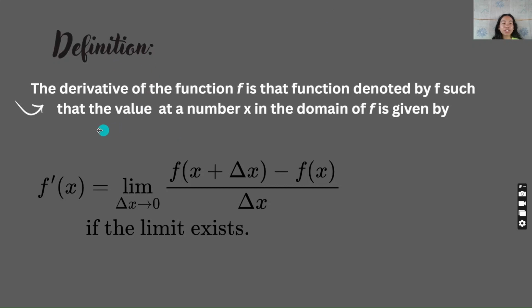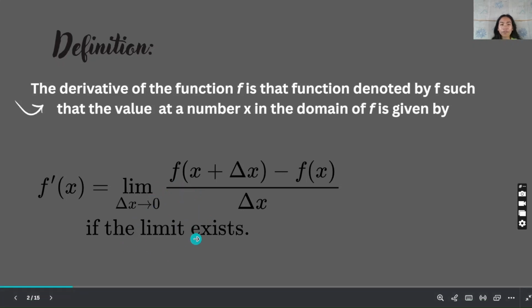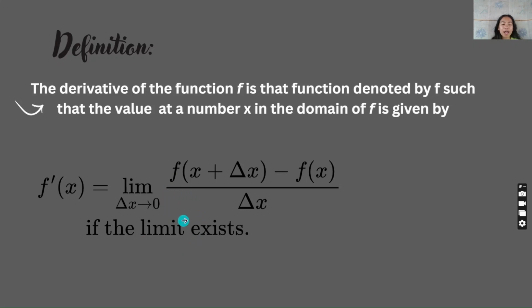So here we have our definition for derivative taken from the book of Leithold, which is entitled The Calculus with Analytic Geometry. So now back to our definition. The derivative of the function f is that function denoted by f prime, such that the value at a number x in the domain of f is given by f prime of x is equal to the limit of f of x plus delta x minus f of x all over delta x as delta x approaches 0, if the limit exists. So now from this formula, we also have our formula number 2, which was from this formula, of course.